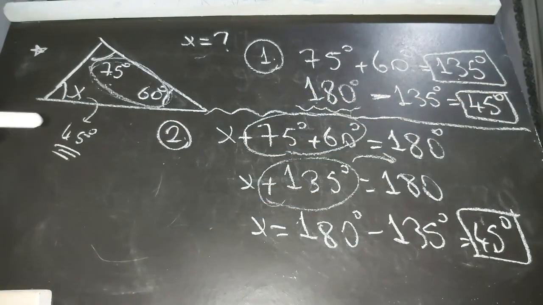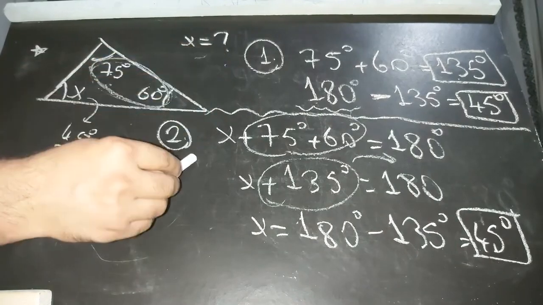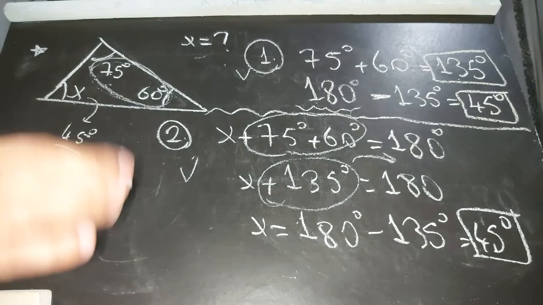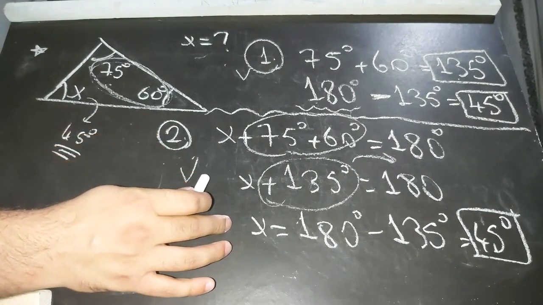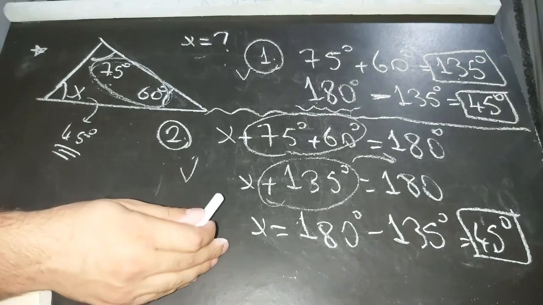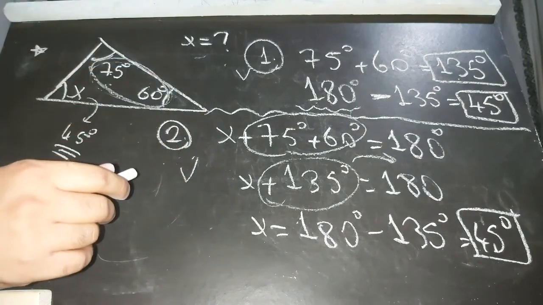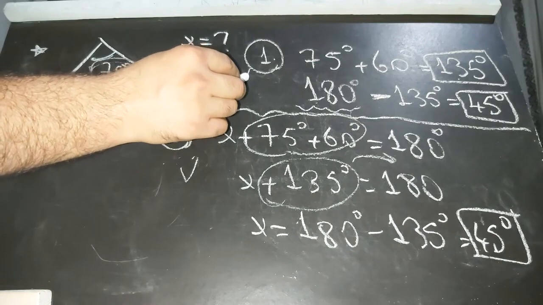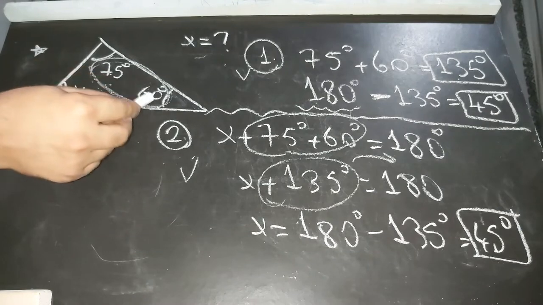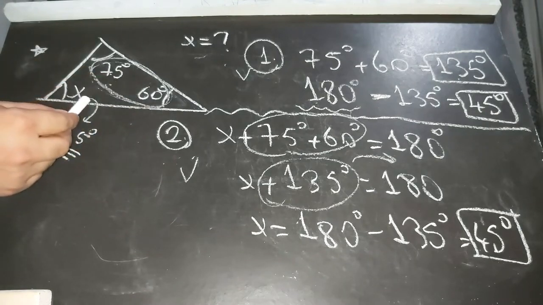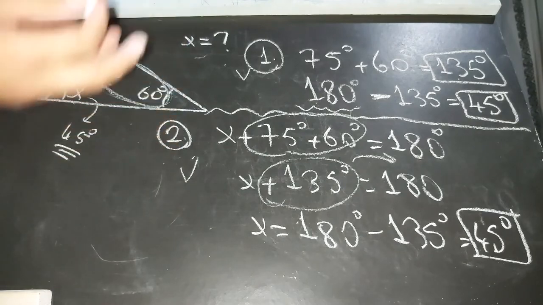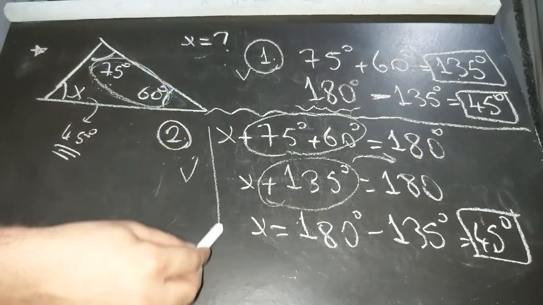Now it is up to you to use whether this or this. For someone this one is easy, for someone else this one is easy. Me, I prefer to use this one because it is going to be very easy for you to use for the other questions I'm going to come up with. This method is going to be a bit hard for you because angles are not going to be given like x, 75, 60. They are going to be given like x plus 1, 3x plus something, and 5x, something like this. That's why this one is better.